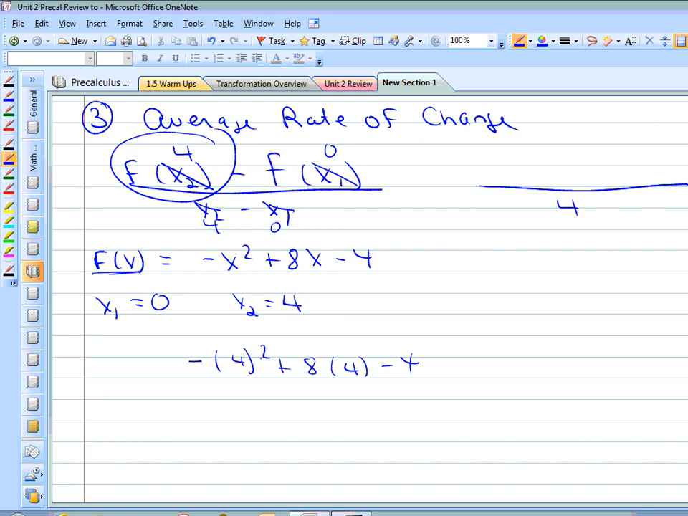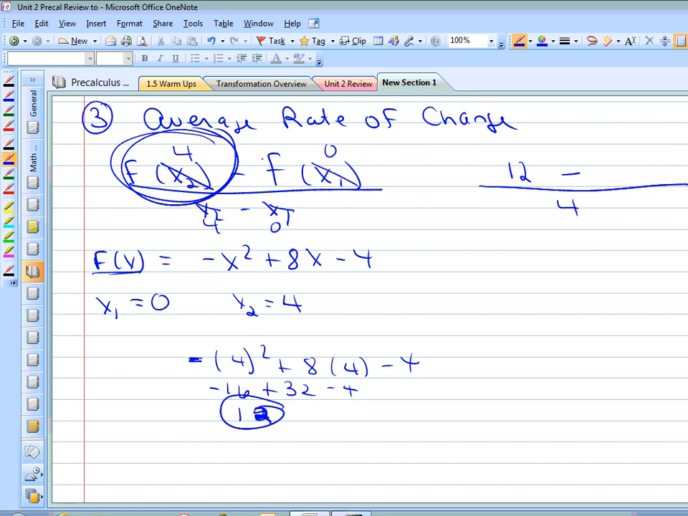This 4 squared would be 16, but this negative applies after that. So it'd be negative 16 plus 4 times 8 is 32 minus 4. And if I'm not mistaken, 16 and negative 4, negative 20. So it looks like we have a positive 12. So I'm going to say f of 4 is positive 12, and then I'm going to subtract something.